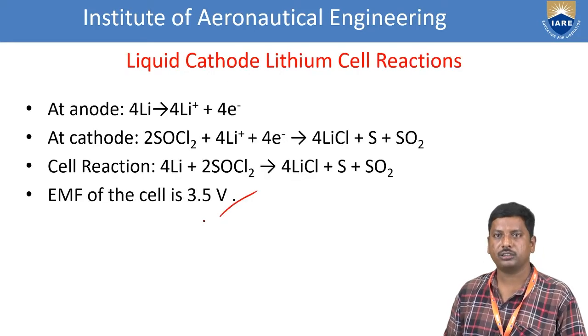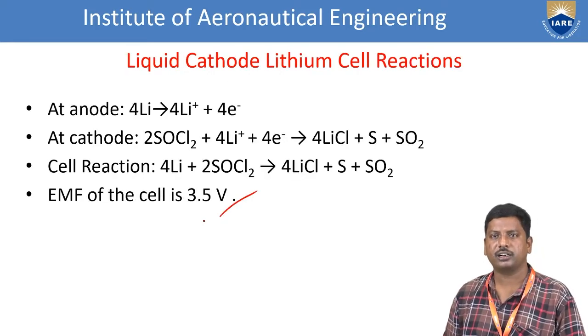So what happens at the anode? The lithium undergoes oxidation by the loss of 4 electrons: 4 moles of lithium give 4 Li plus ions and 4 electrons. That is the oxidation, with 4 electrons released. And what happens at the cathode?